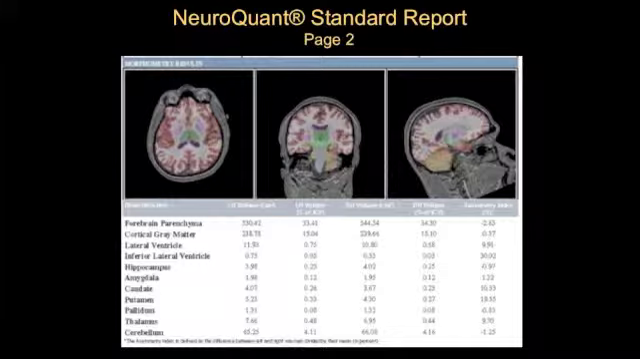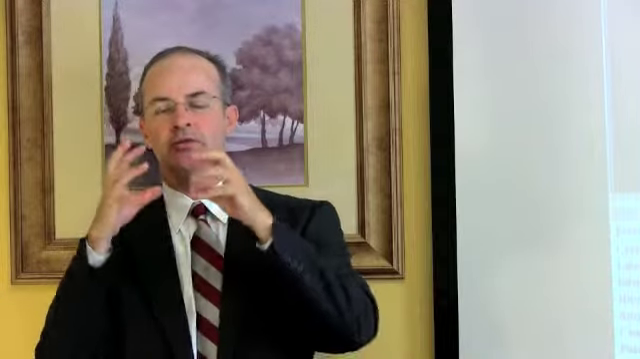This is page 2 of the NeuroQuant Standard Report. And again, we have our brain regions identified, and you see below there we have multiple brain regions. I think that's 11 brain regions with their volumes measured, left side and right side, and then an asymmetry index in the right column, which is how big the left side is compared to the right, or the right side is compared to the left.